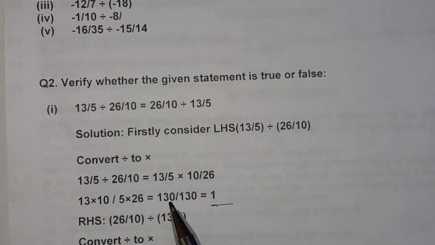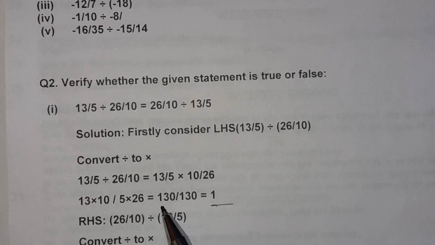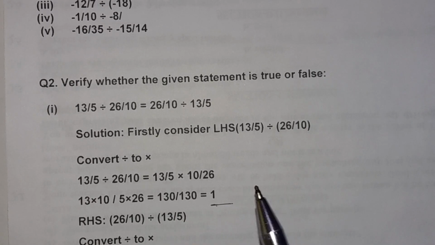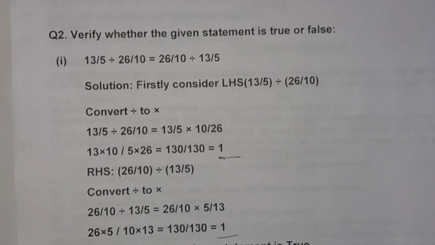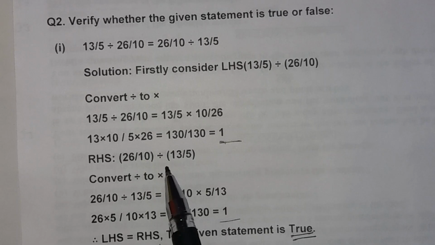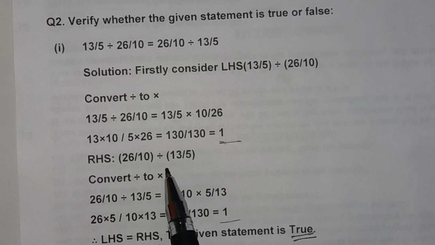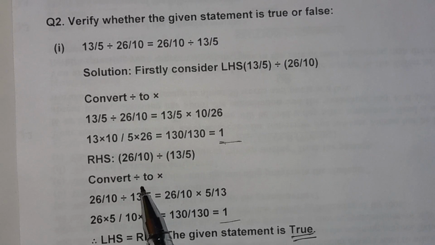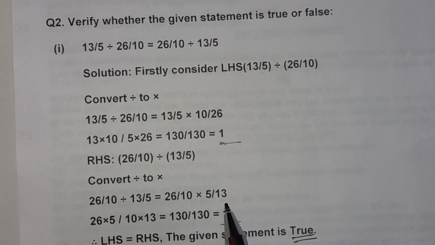So 13 into 10 will be 130, and 5 into 26 will be 130. So 130 will be cancelled by 130 and it will become 1. Now taking RHS, 26 upon 10 divided by 13 upon 5. So here also when we convert this division sign into multiplication sign, it will become 5 upon 13.